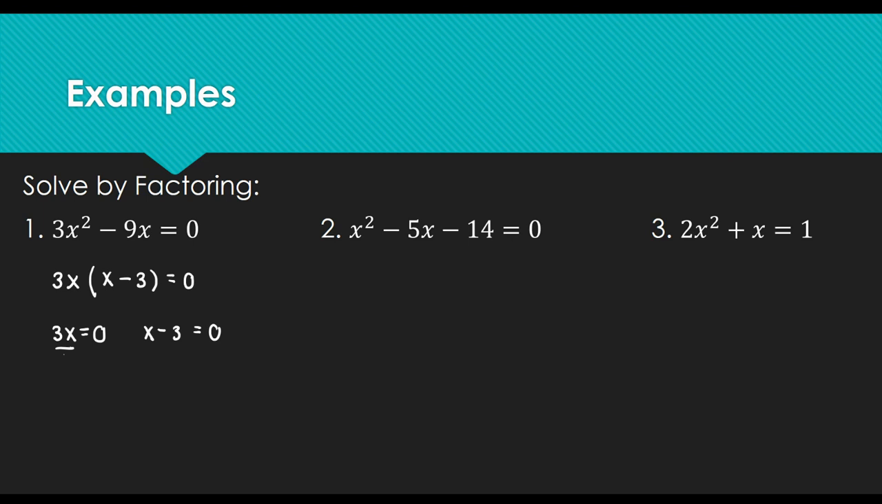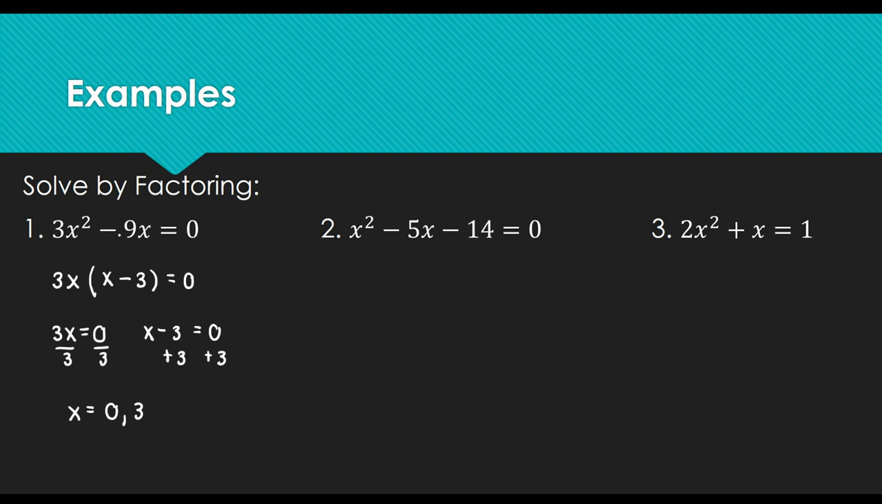Now I can start solving for x. So I can divide both sides by 3, and so that tells me 0 divided by 3 is 0. Over in the second equation, I can add 3 to move that over, and 0 plus 3 is 3. Notice that I have two answers. Once again, you can always plug those back into the original equation and double check that the left side equals the right side. It will.